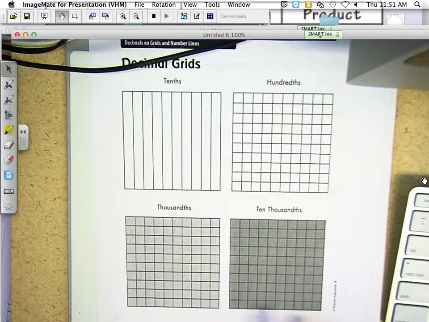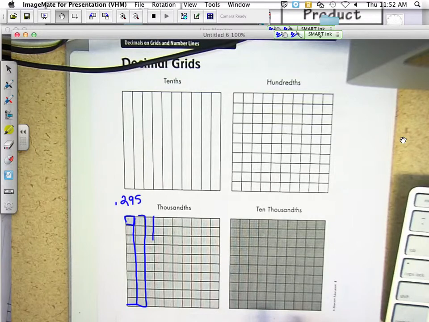Number 2 says to shade in how much? Luke. 295 thousandths. On this chart, which one should I go to first? The thousandths. So I'm going to shade in 295 thousandths. Each one is worth 10 in a box. So the first row is worth 100. The second row is worth 200. I want to shade 295 thousandths.